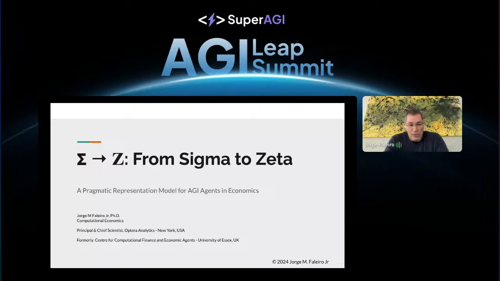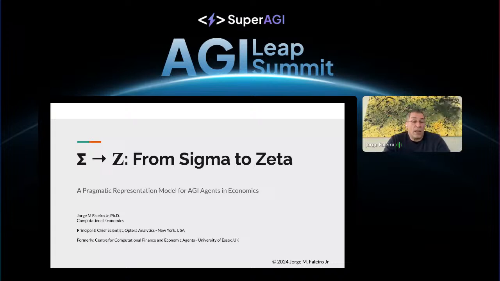Let me quickly go over the context of this year. The initial idea was to present Sigma, a paper that was published before, and it was part of my doctoral research at the Center for Computational Finance and Economic Agents. My name is George Falero. I'm based in New York City. I'm a principal and chief scientist at Optera Analytics, based in beautiful midtown Manhattan.